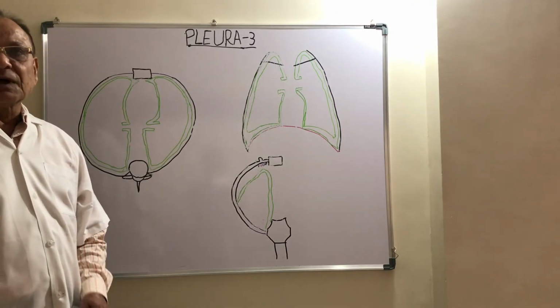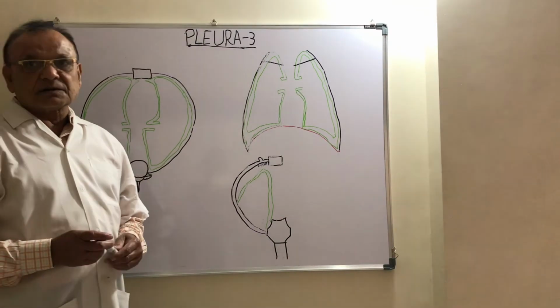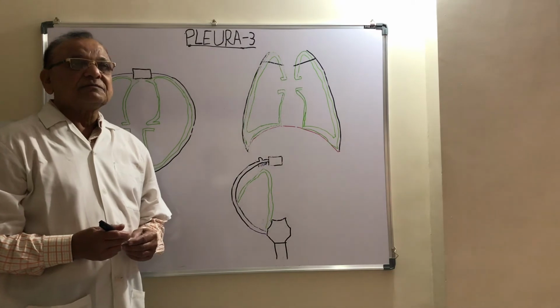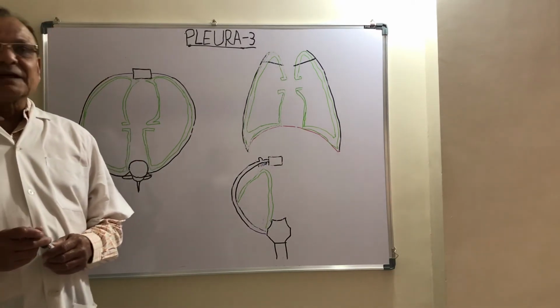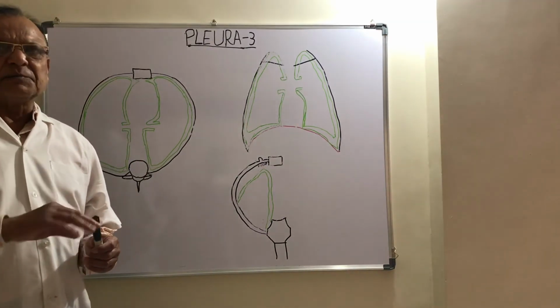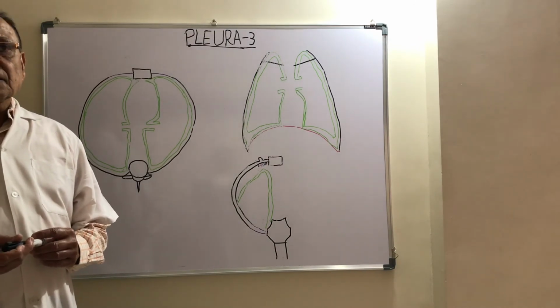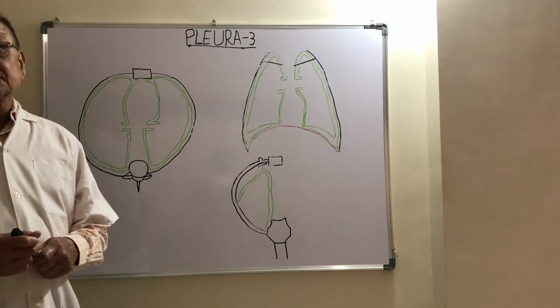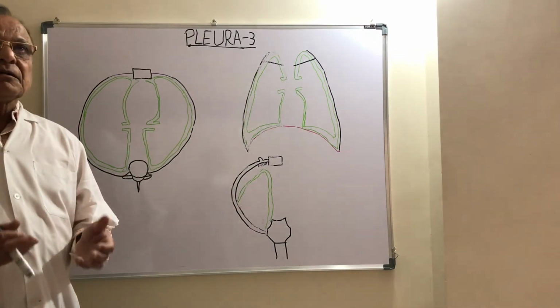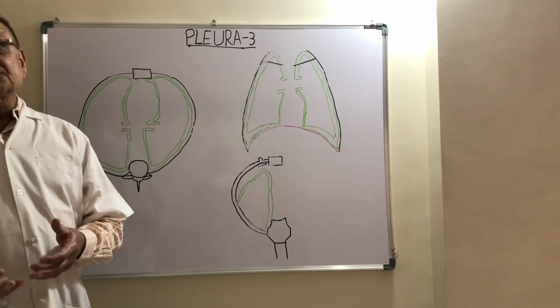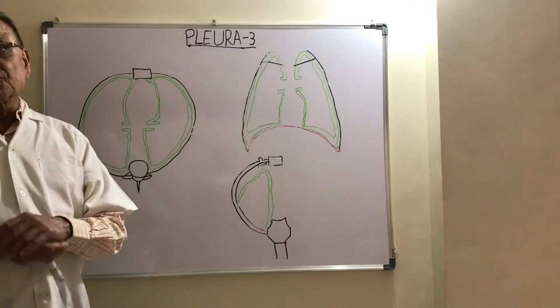Now we come to the applied anatomy of the lung. You know that the pleural cavity contains a very thin film of serous fluid. But in some conditions, air, blood, pus, or serous fluid may collect in the pleural cavity.